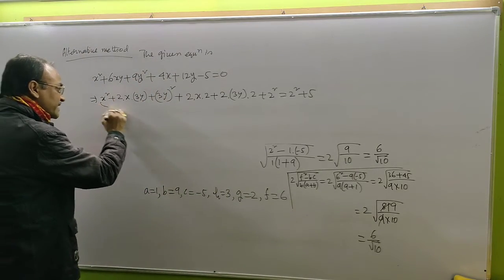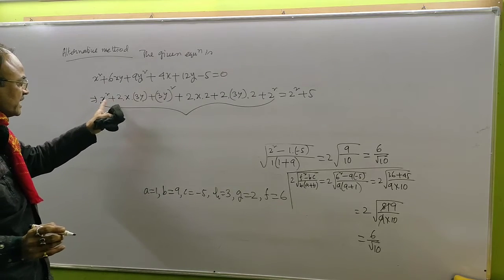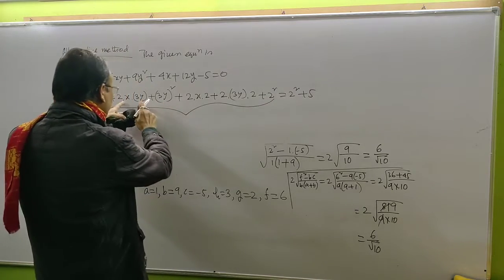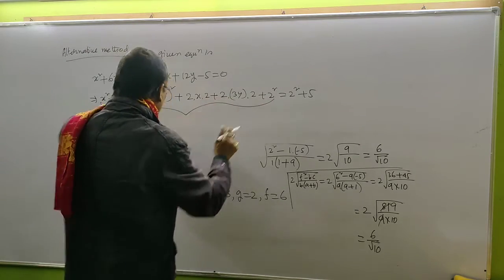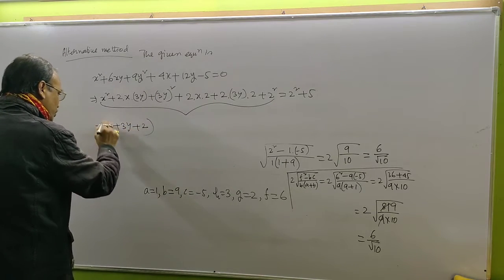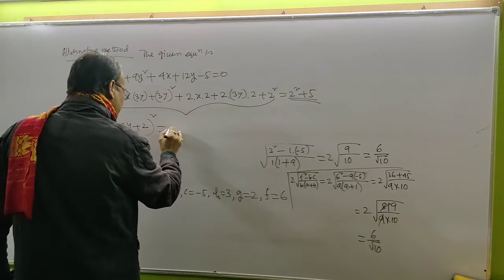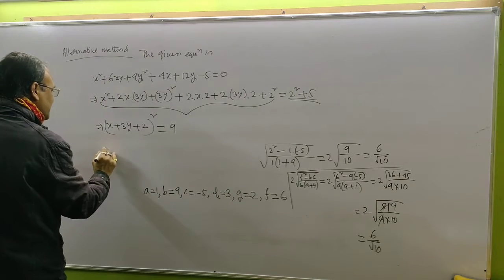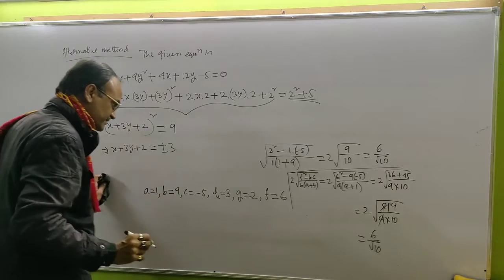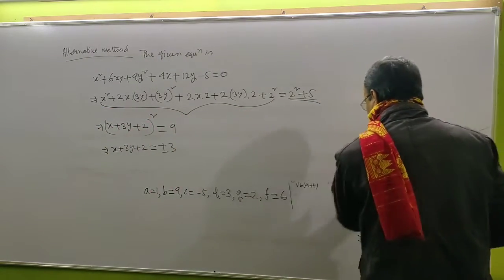Now, see the left-hand side. Using a plus b plus c whole square equal to a square plus b square plus c square plus twice ab plus twice bc plus twice ca, it means x plus thrice y plus 2 whole square. This is equal to 4 plus 5 equal to 9. This means x plus thrice y plus 2 equal to plus minus 3.